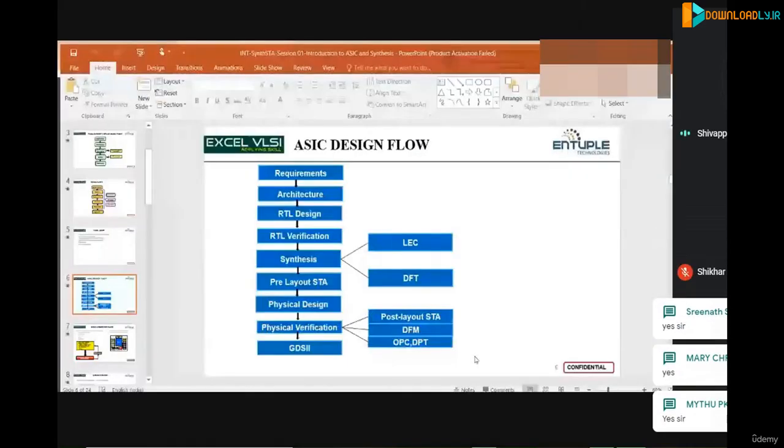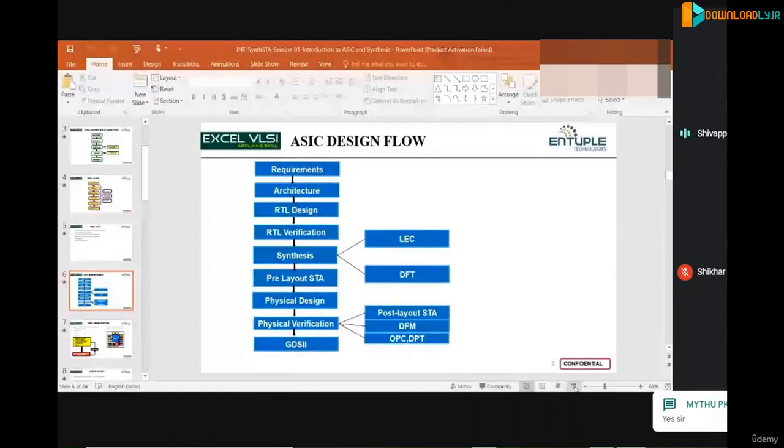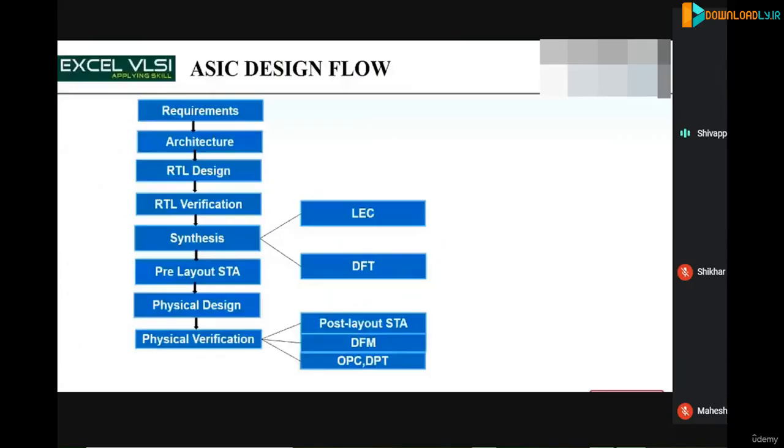Okay, so that is about ASIC. So far we discussed three things: the semi-custom, the full custom, and the FPGA. What is the difference and what are the flows?